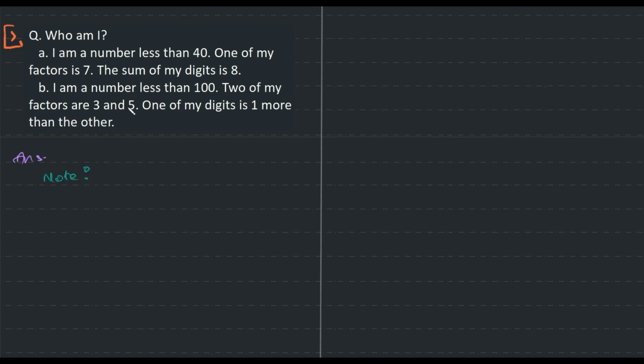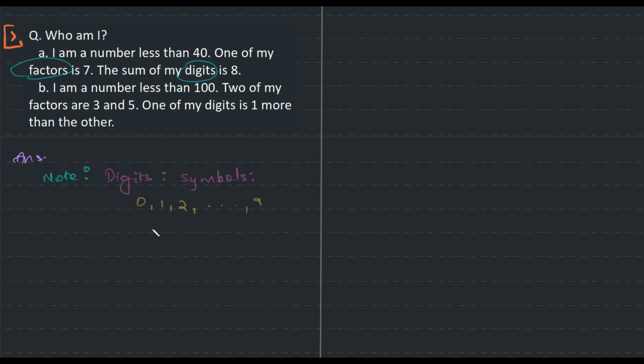Okay, the terms that we need to understand over here are factors and digits. Factors, of course, we just learned about, but let me recall. Digits are nothing but symbols. Since we are talking about decimal notation, we are looking at 0, 1, 2, up to 9.